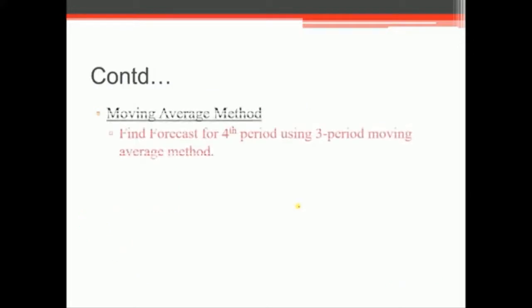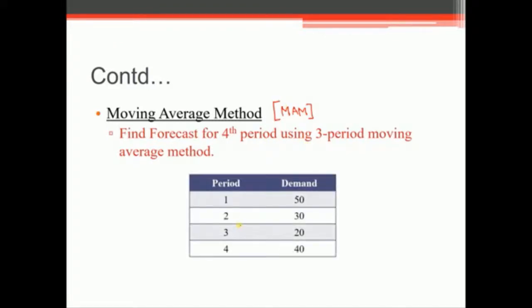Fine. Moving to second method, which is moving average method. So in short you can call this MAM, moving average method. So find the forecast for the fourth period using 3 period moving average method. So here you have been given the data for 4 periods and you are asked to calculate what is the forecast for the fourth period using the 3 period moving average method.